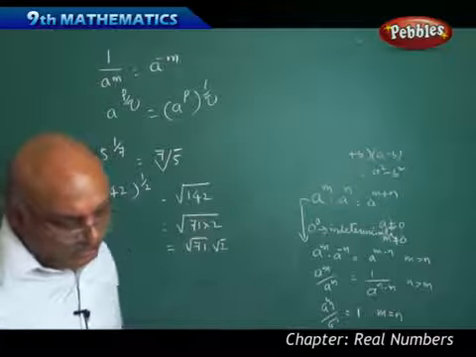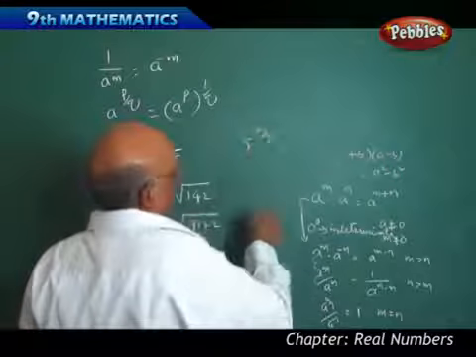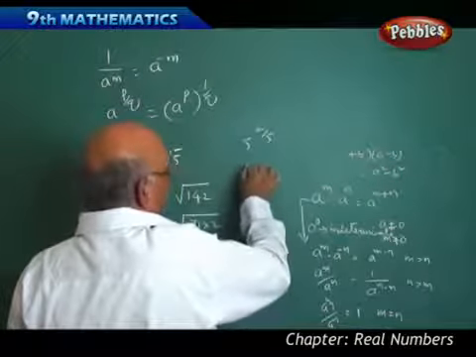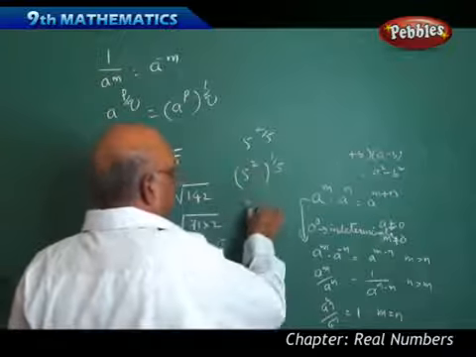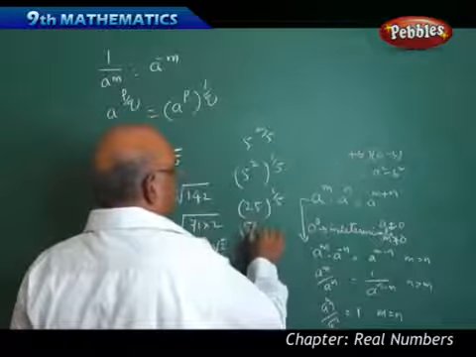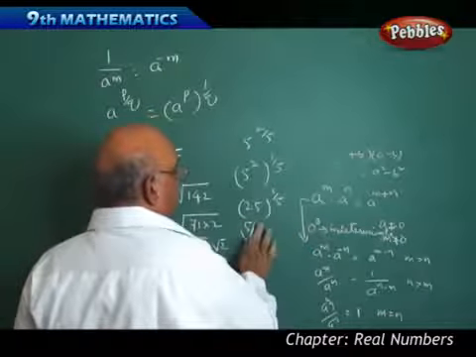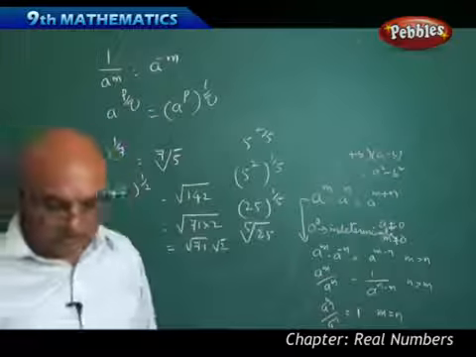In the same manner, suppose I take 5 to the power of 2 by 5. I can write it as 5 squared, whole to the power of 1 by 5. 5 squared is 25, so 25 to the power of 1 by 5, which I can write as the fifth root of 25. This is called a fifth order surd.